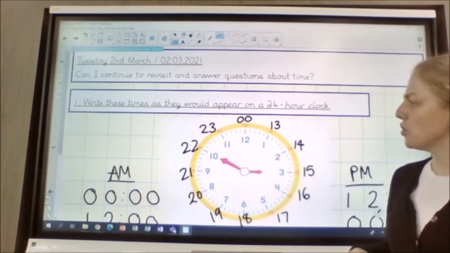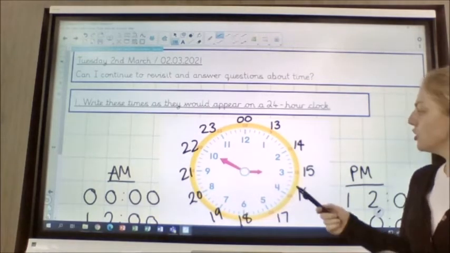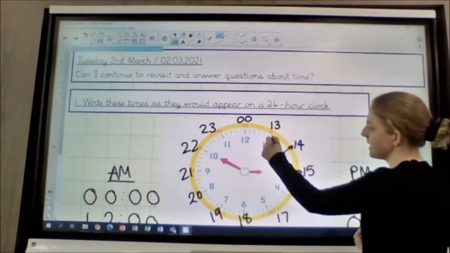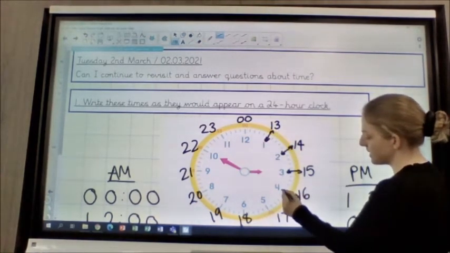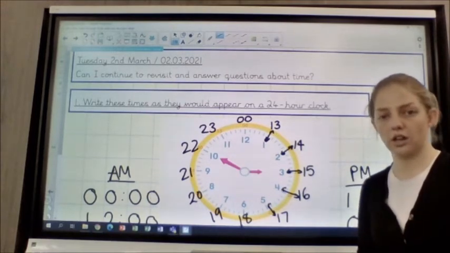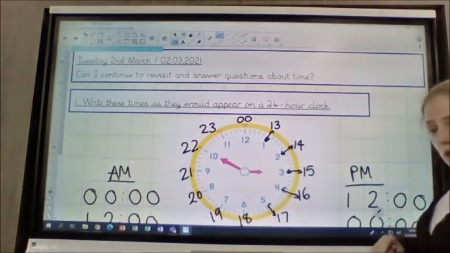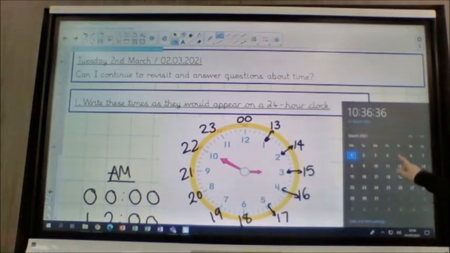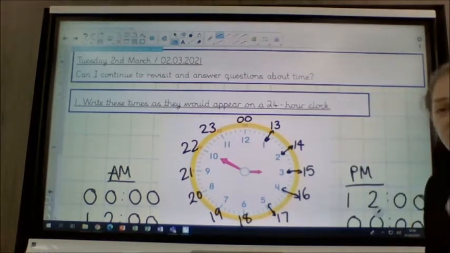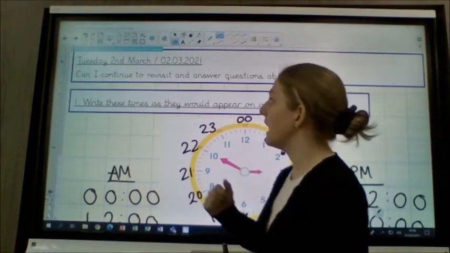So when you are doing your conversion, use this image to help you to understand that these all mean the same thing. It's just that they're written differently when you use a 24-hour clock, okay? So try your best with this one. If you need to use a clock to help you or a clock face, that's fine. Don't worry about it. That's what it's there for. It's there to help you, okay?